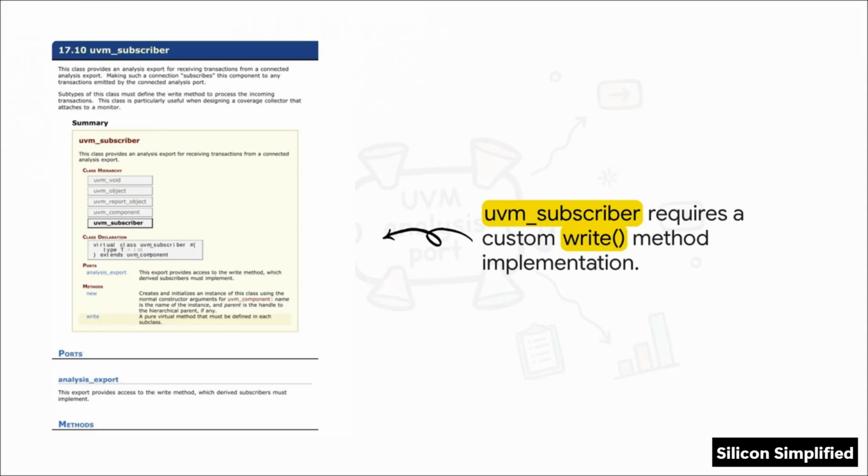It has a built-in analysis_export, but look closely at the bottom under methods. It defines write as a pure virtual method. This means if you extend this class, UVM essentially forces you to write your own custom implementation of the write function. It's an enforced contract. If you want to subscribe to the data, you must define exactly what to do with it when it arrives.